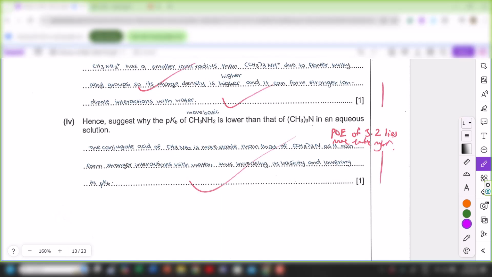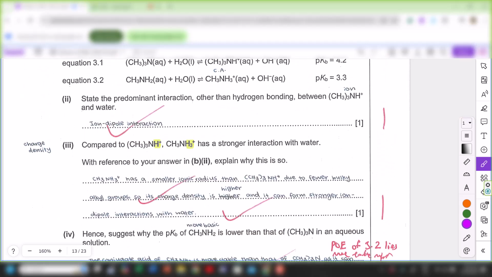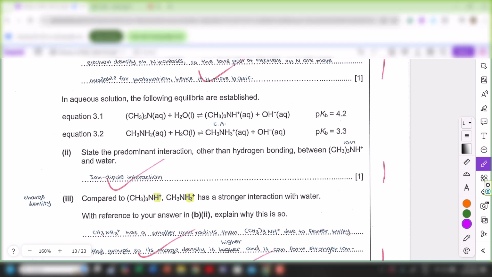You answer that by focusing on the fact that the conjugate acid of methylamine is better solvated. Because it is better solvated, I expect the position of equilibrium of equation 3.2 to lie more to the right as compared to 3.1. If it lies more to the right, that means for the same concentration of trimethylamine versus methylamine, I'm going to get a higher concentration of OH minus for methylamine. That's why the pKb is lower. So that is what is being reflected in the answer.